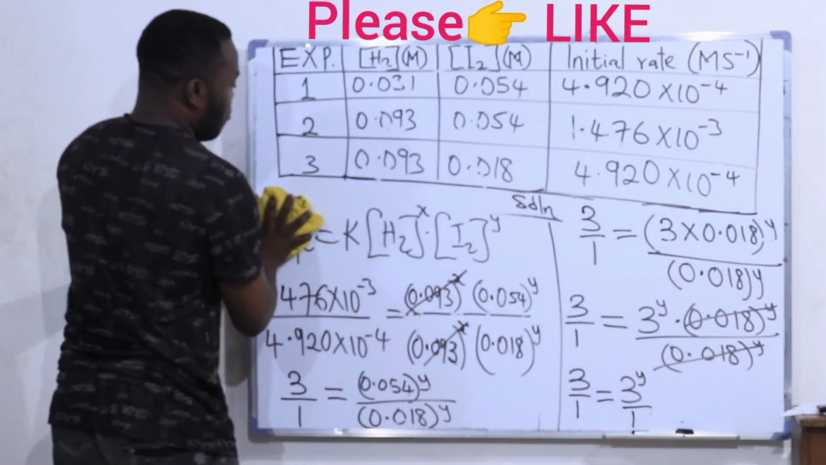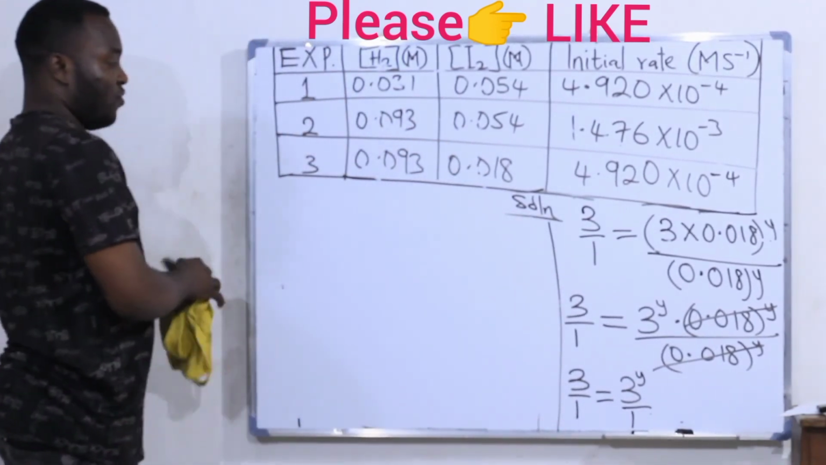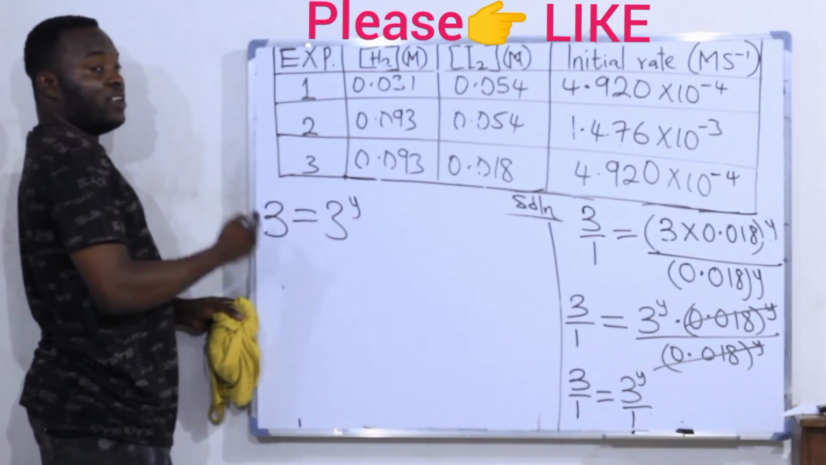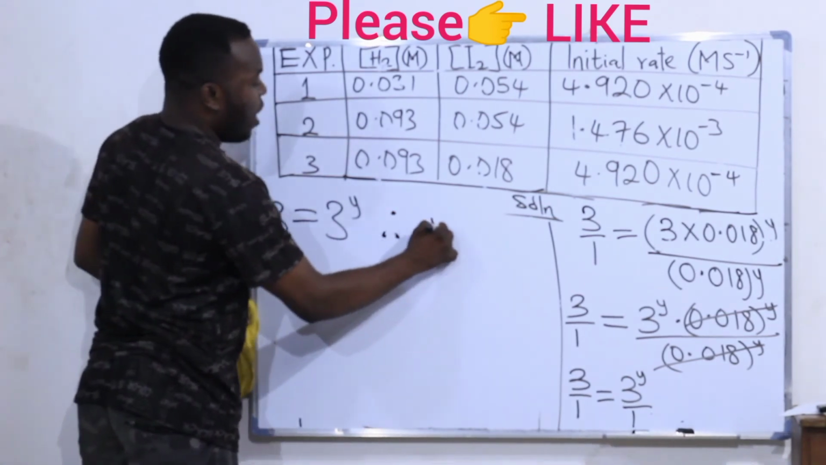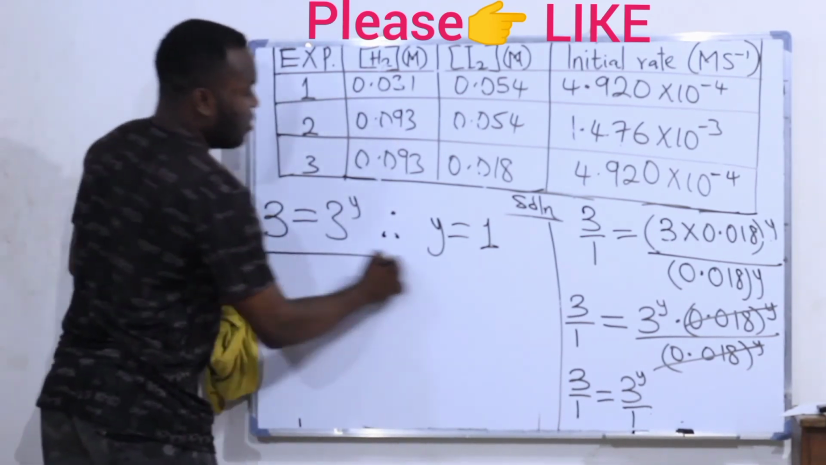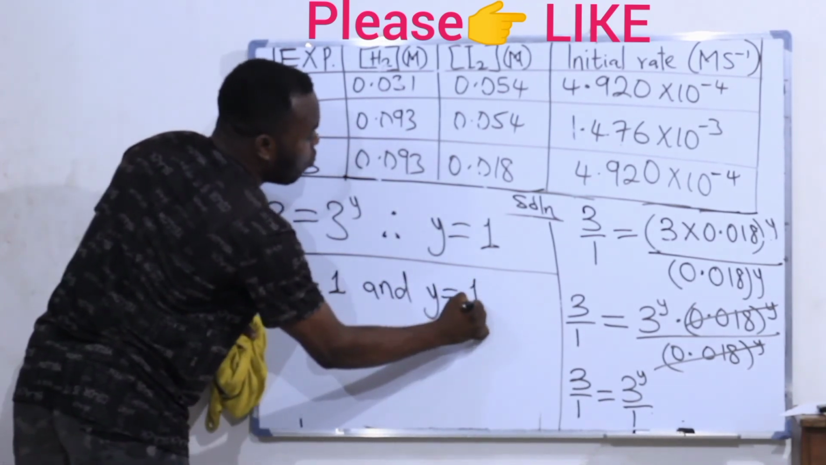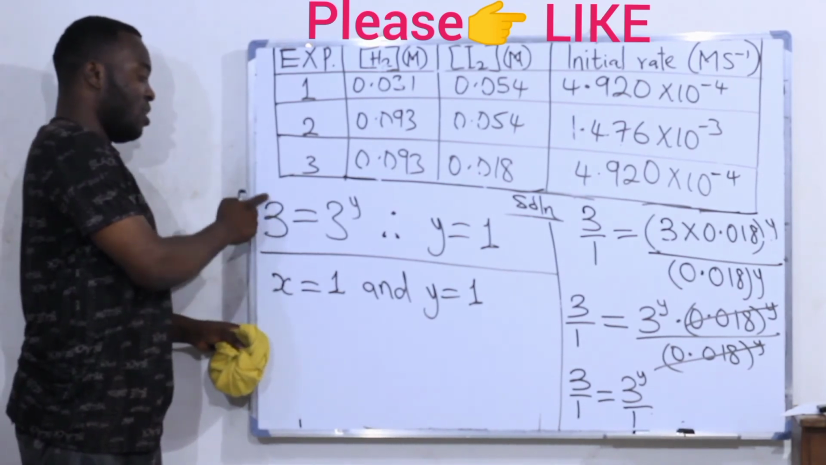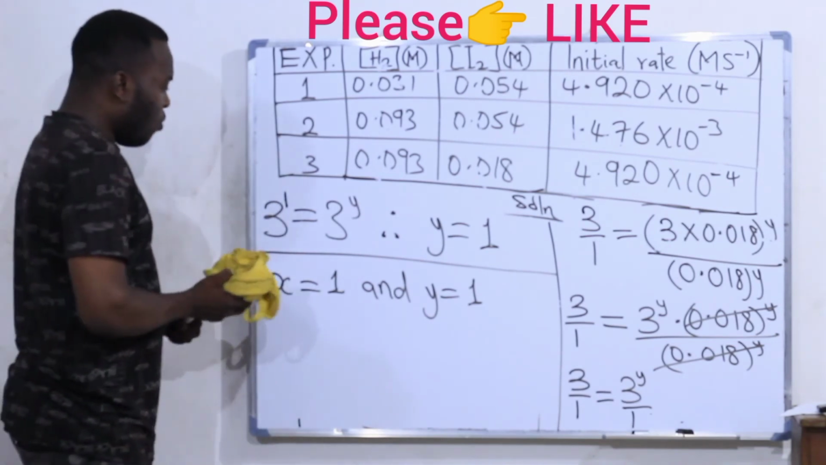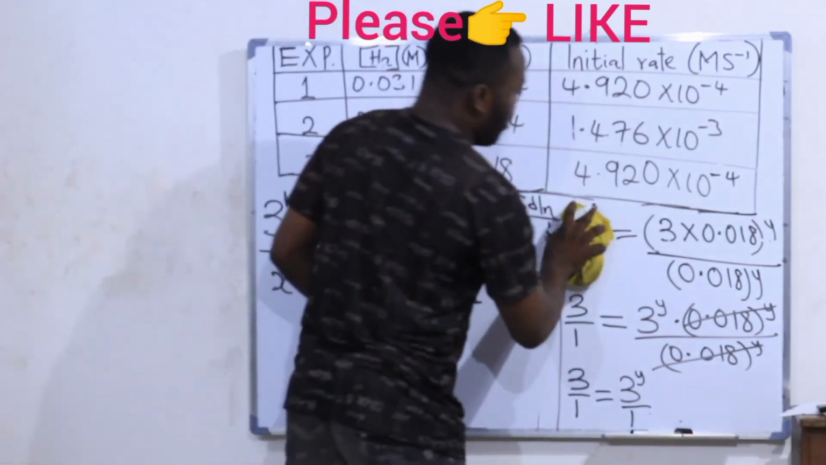From here, you can simply see that we have gotten the value of y as well. From there you have 3 is equal to 3 to the power y. And what is the power of this 3 here? It is 1. Therefore, my y is equal to 1. I have gotten the values of x and y. In summary, my x is 1 and my y is also 1. Remember, 3 here, the power is 1. This is 3 raised to the power 1 is equal to 3 power y. So y is 1. Now I can answer the question.